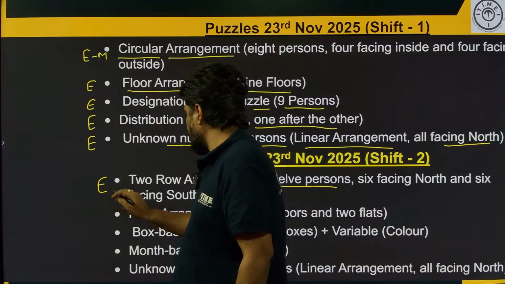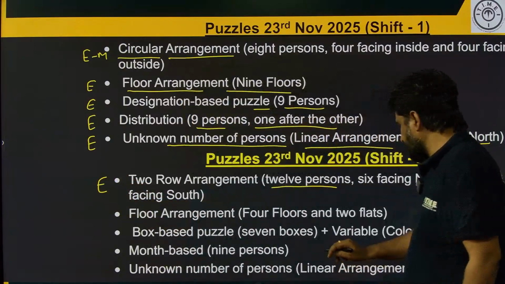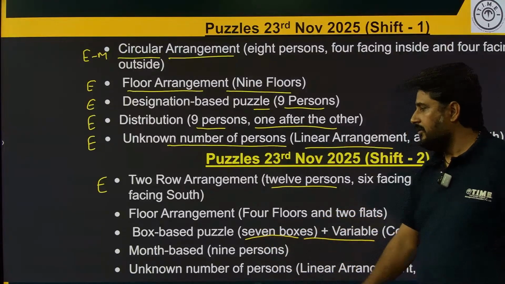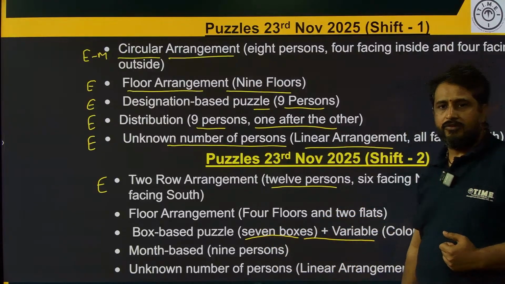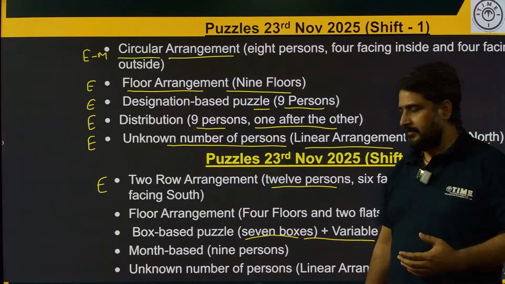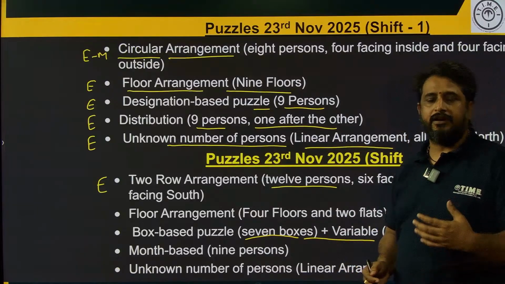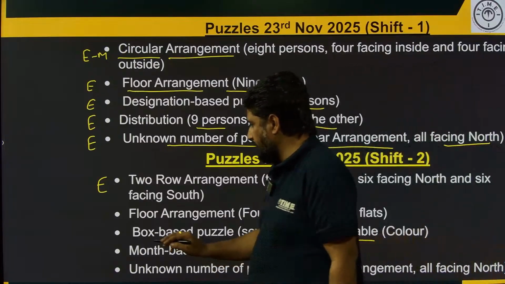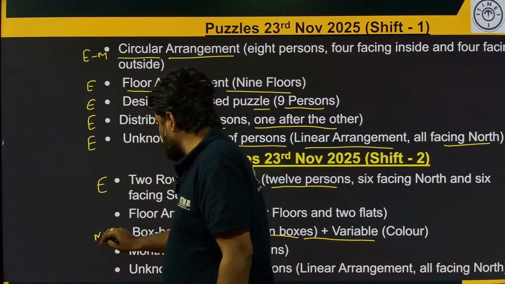Now in this slot, slightly higher level is this one, boxes and distribution, where we have given a variable. We have given 7 boxes A, B, C, D, E, F, G, and they are of different colors. Okay, this is slightly higher level. Again, the same like the previous shift.